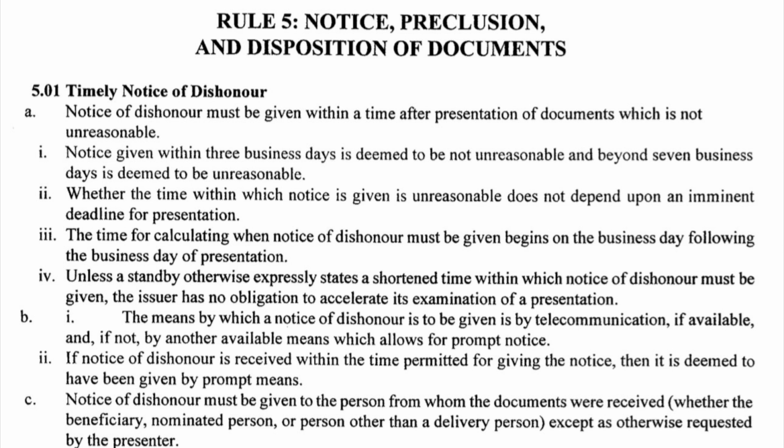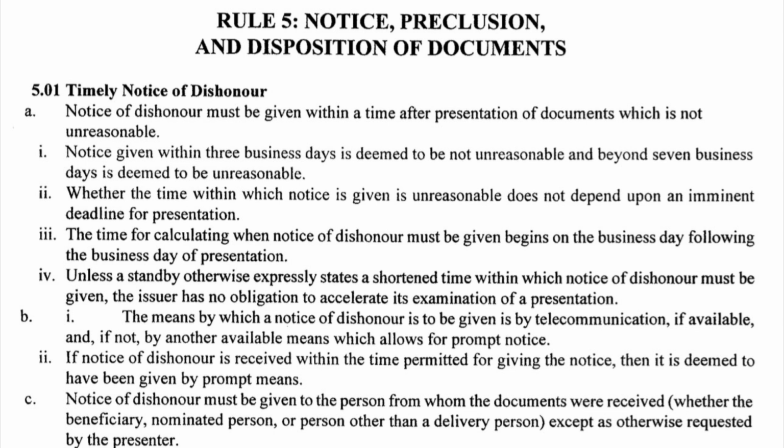Now let's see Rule 5 of ISP 98. Rule 5.01, timely notice of dishonor. A notice of dishonor must be given within a time after presentation of the document which is not unreasonable. That means notice given within 3 business days is deemed to be not unreasonable, and beyond 7 business days is deemed to be unreasonable.